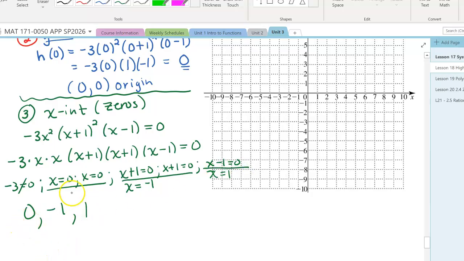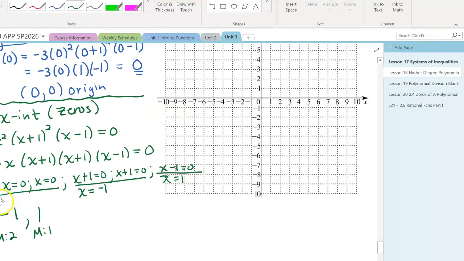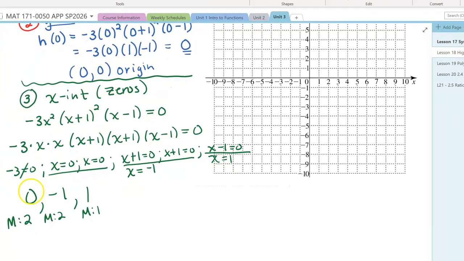So this has a multiplicity of 2. This one has a multiplicity of 2 because it's a 0 twice. And this one has a multiplicity of 1. So that's going to help me know how the graph behaves at those x-intercepts.